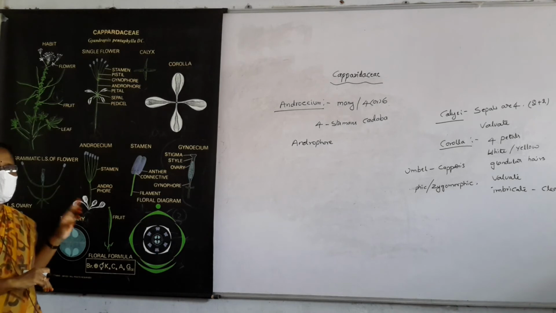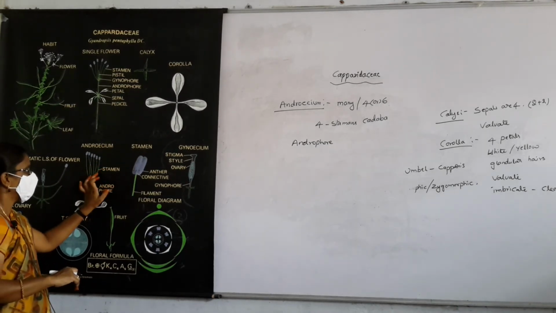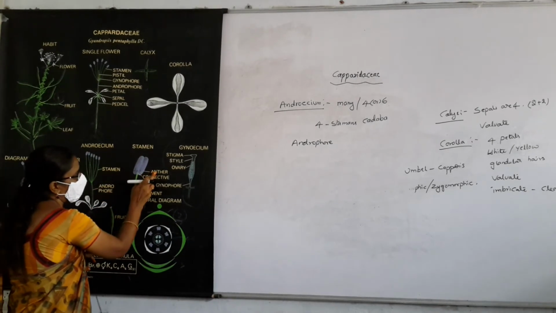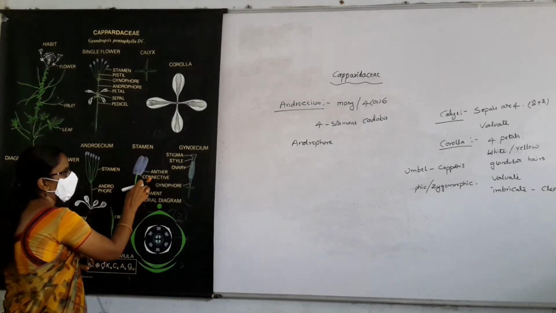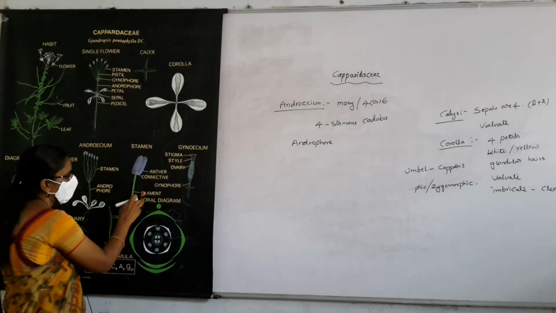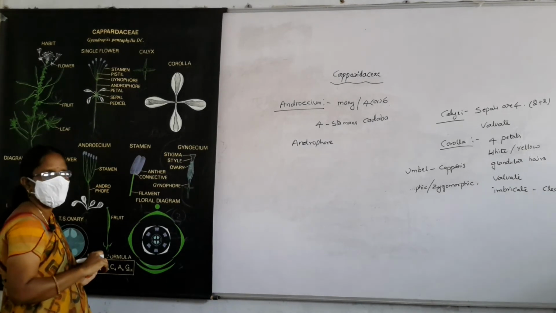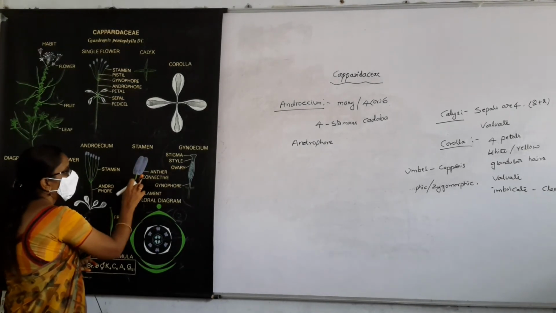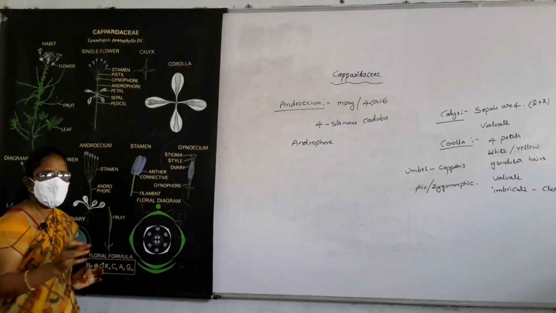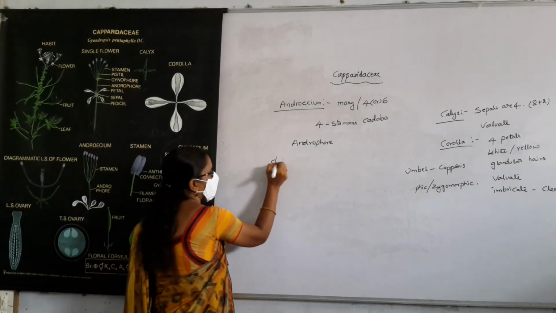Each stamen consists of the filament. For example, this is one stamen: filament, connective and anther. Mainly 3 parts in a stamen. The anther is a dithecous anther. Dithecous anther means the 2 lobes are present.